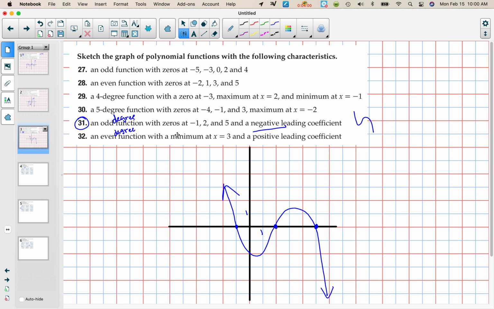And that would be an odd degree function. So I've drawn it as a cubic. I've got the zeros that they have set for me and a negative leading coefficient, which means the left end behavior is up and the right end behavior is down. So that's how you're going to do the graphs. You'll be doing 28, 30, and 32.